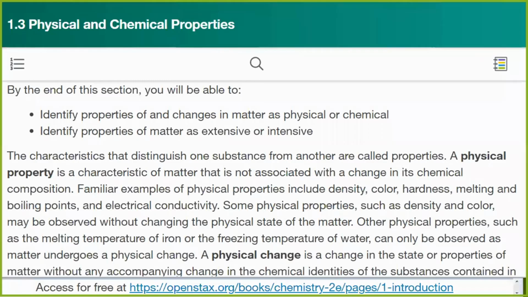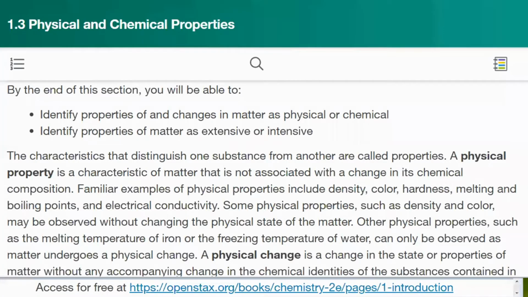With that, let's dive right into Lecture 1.3, Physical and Chemical Properties from OpenStax. By the end of this section, you will be able to identify properties of and changes in matter as physical or chemical, and identify properties of matter as extensive or intensive.